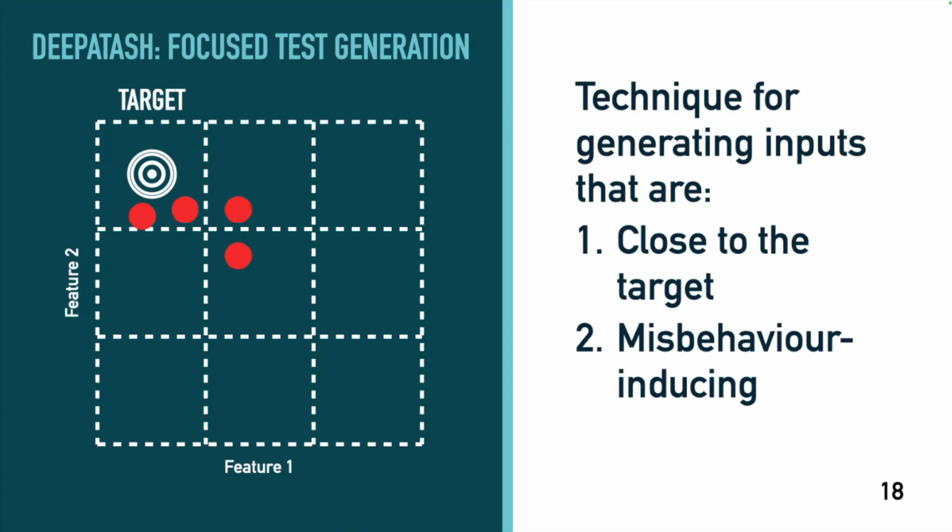The second objective of our fitness function is that we want these inputs to be misbehavior inducing. And finally, we are not interested in repetitive tests, but we want them to be diverse. So we defined a genetic algorithm considering three different objectives for the fitness function to generate targeted inputs which are misbehavior inducing and still diverse.